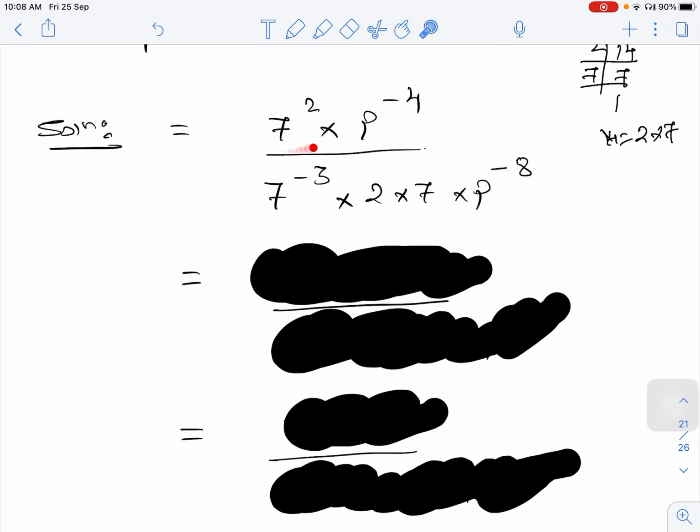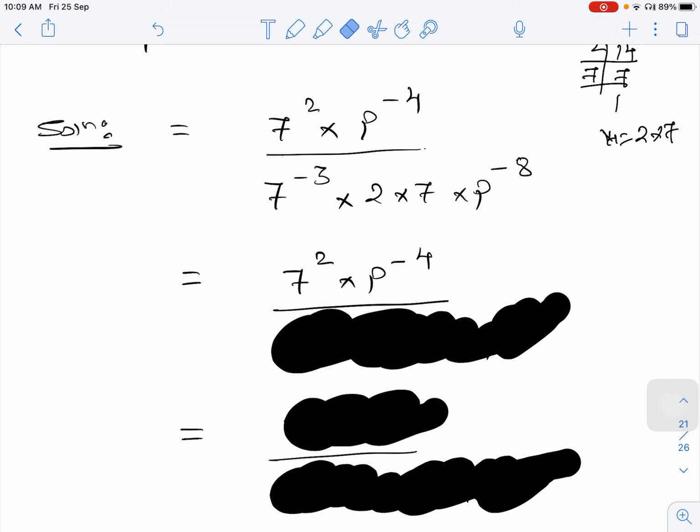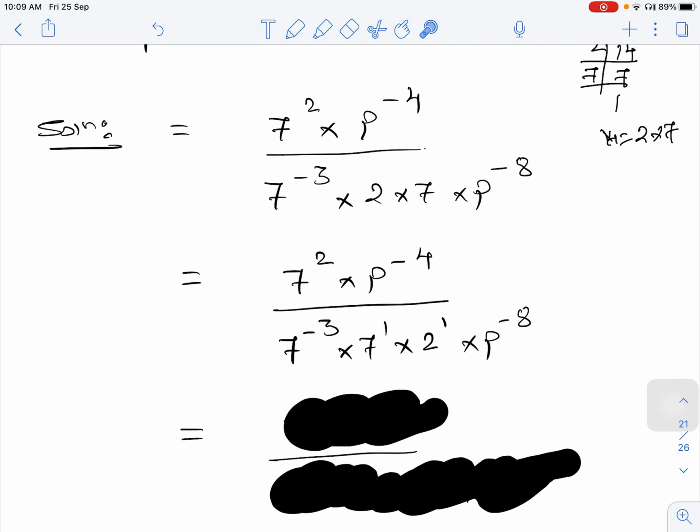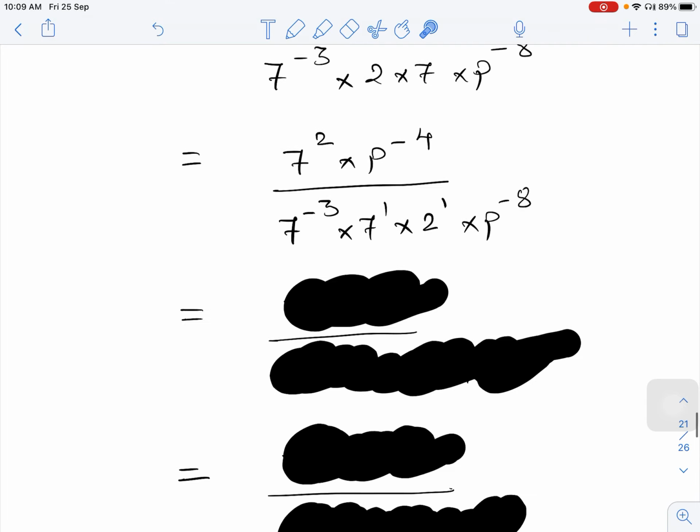Here it can be seen that in the numerator 7 and p are there, which are different from each other, and both of them are having different powers. But this 7 raised to minus 3 and this 7 are present in the denominator. As I told, if these numbers are not having any power, we can write it as 1 over there. So in the next step you will get 7 raised to 3 into 7 raised to 1 into 2 raised to 1, we have just changed its place, into p raised to minus 8.